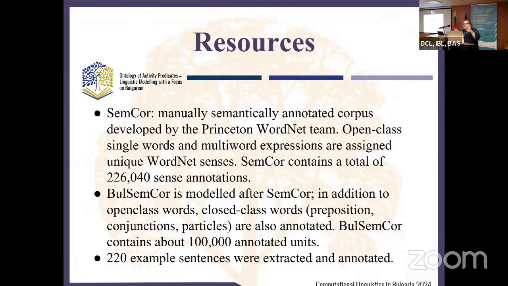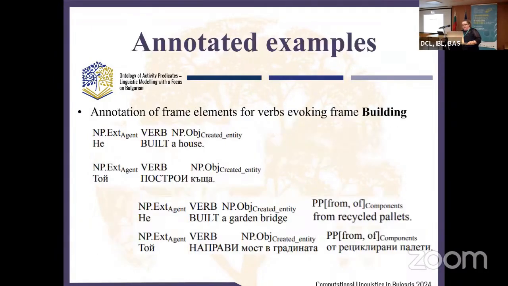just to see how they are divided into activities and non-activities, and what are the contexts that determine whether it's an activity or not. So here are some annotated examples. He built a house. And also, he built a garden bridge from recycled pallets. He built a house doesn't contain the components frame element, while the next example also contains the components frame element and realizes the patterns that we saw a minute ago: agent, created entity, and components.